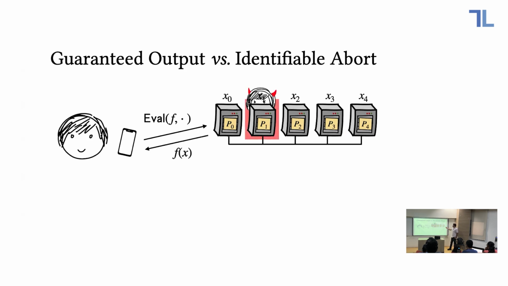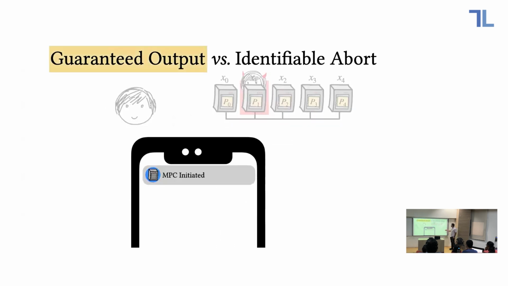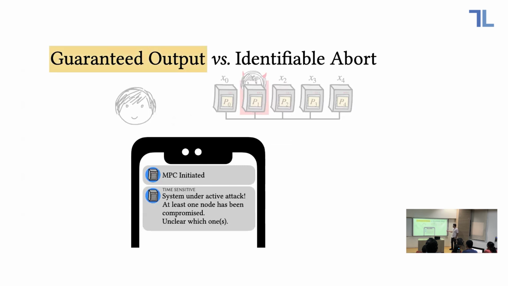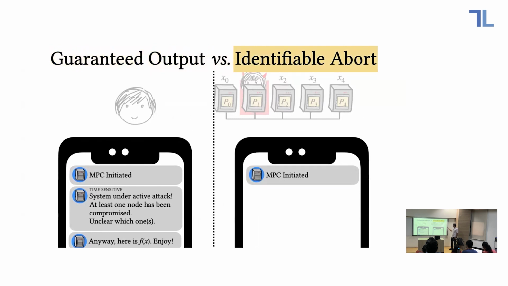So now what happens if one of these servers is corrupt? Let's take a look. In the guaranteed output case, what we are able to say is that after the MPC has started, if some attack has been detected, what the protocol will tell us is the system is actively under attack. There is some node that's compromised. I can't say which one, but here you can have the output, and I hope you're happy with that. What the identifiable abort protocol will do is tell you that the protocol started, and unfortunately it failed to give us output. But concretely, node P1 is the one who's compromised, and do what you will with that information.